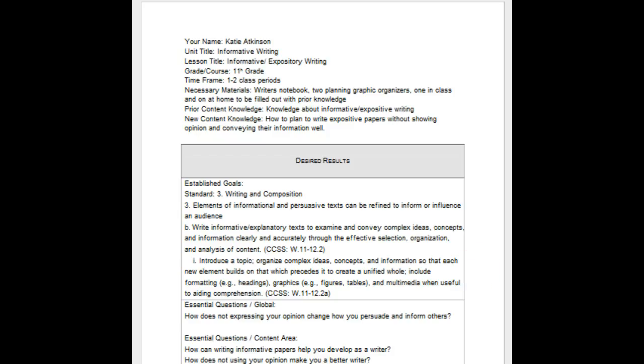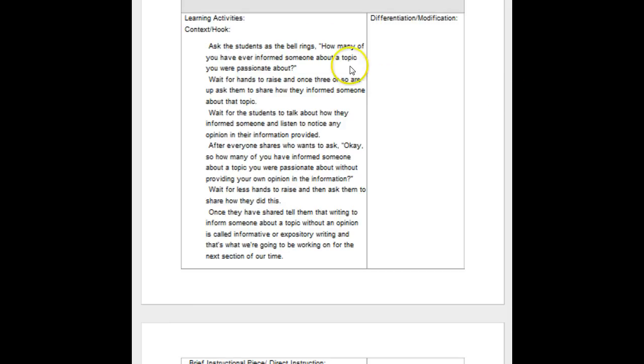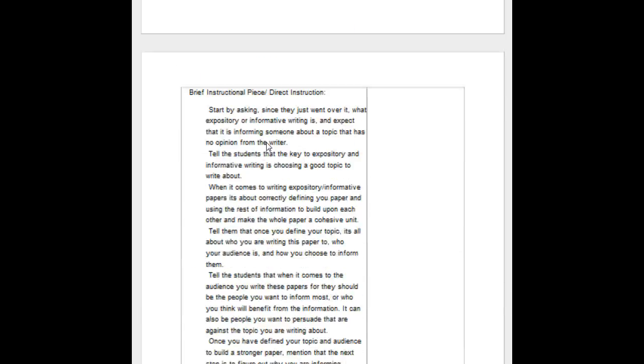All right, so scrolling. Okay, so you're asking them about a topic that they're passionate about and listening for those cues on opinion. Perfect. I love that. Now, when you move into this, tell the students that the key to expository and informative writing is choosing a good topic to write about.